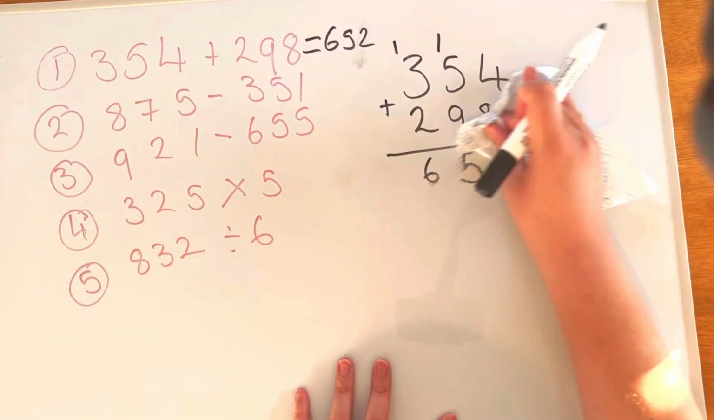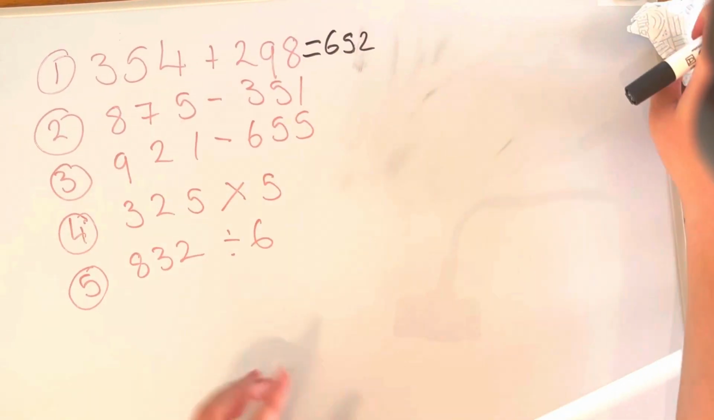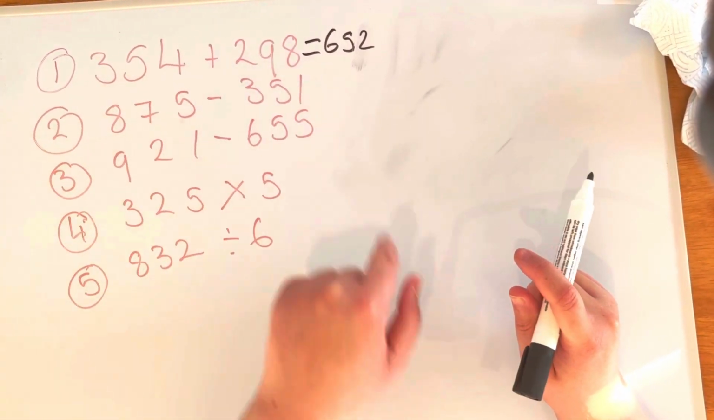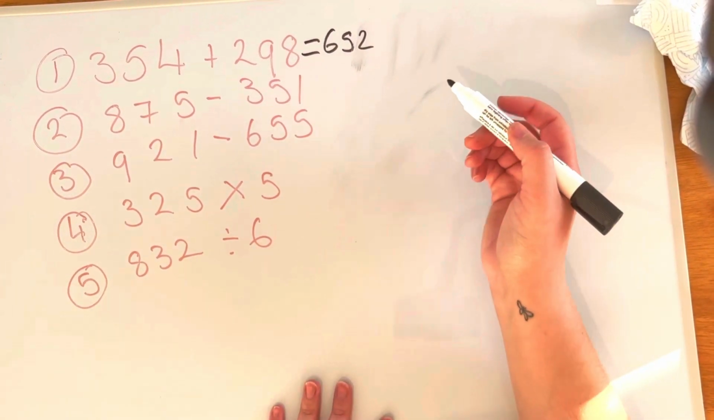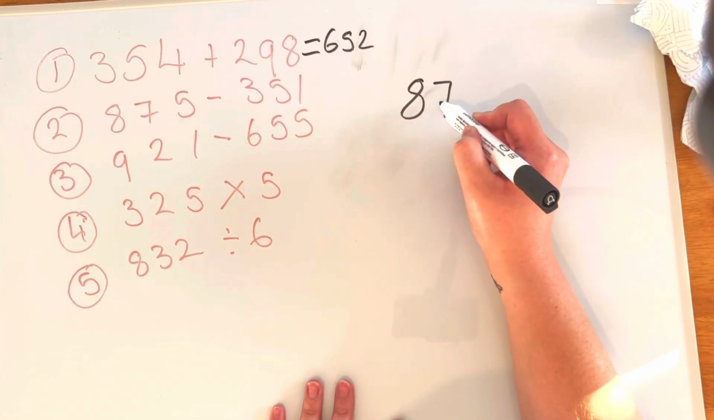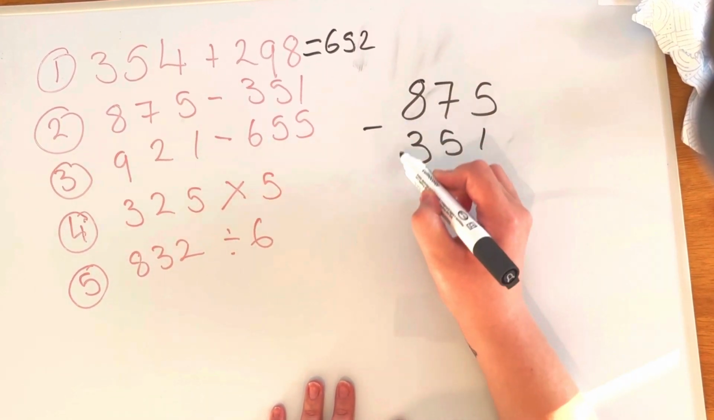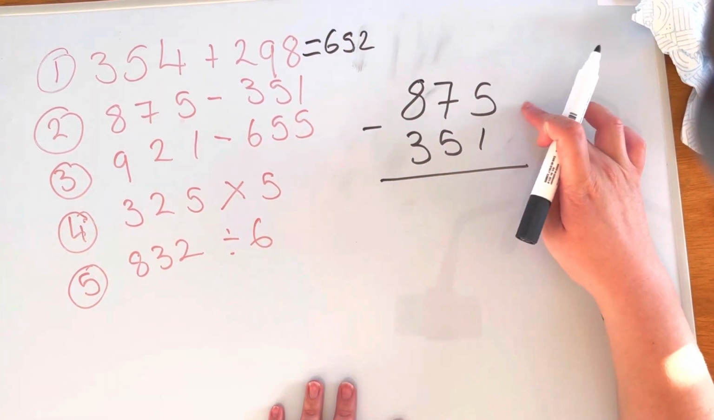Okay, let's look at the next one. So I've got column subtraction here. Similarly to when I see two three-digit numbers for addition, I still want to use the column method for this, but just subtraction this time. So we need to remember that our number, that's the biggest, needs to go on the top. So 875 is bigger than 351, so that goes on the top.